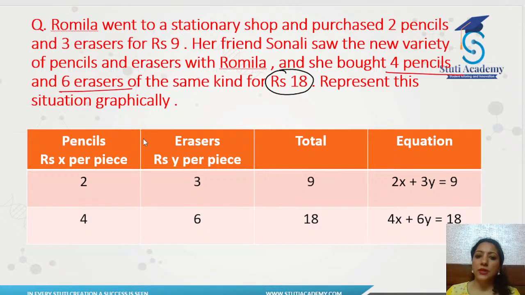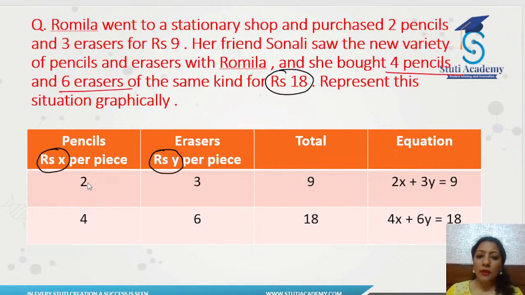Now these are two situations where we know how many pencils and erasers have been purchased, and how much total amount has been given to the shopkeeper in both cases, in Romila's case and in Sonali's case. But something very important, we don't know the price of 1 pencil, we don't even know the price of an eraser. So let us take x rupees as the price of 1 pencil, y rupees as the price of 1 eraser.